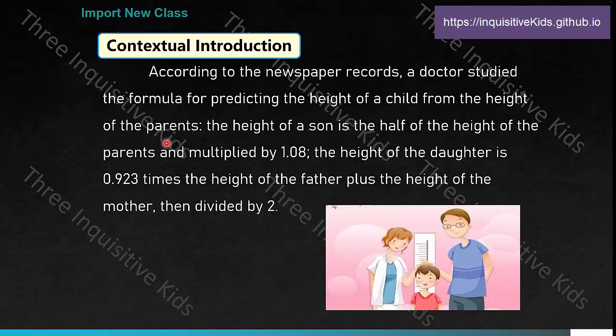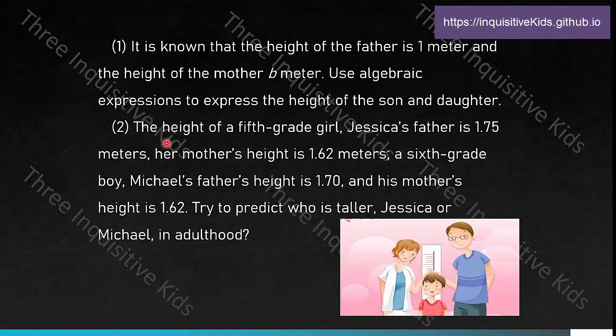According to newspaper records, a doctor studied the formula for predicting the height of a child from the height of the parents. The height of a son is half of the height of the parents multiplied by 1.08. The height of the daughter is 0.923 times the height of the father plus the height of the mother, then divided by 2. 1. It is known that the height of the father is 1 meter and the height of the mother is b meter. Use algebraic expressions to express the height of the son and daughter.